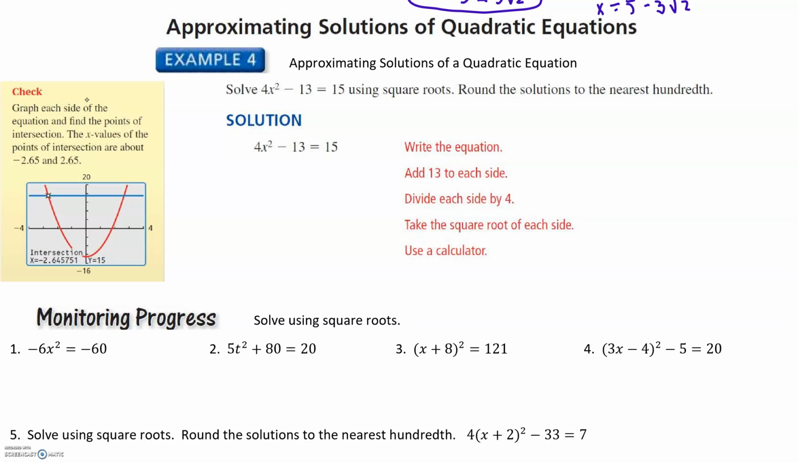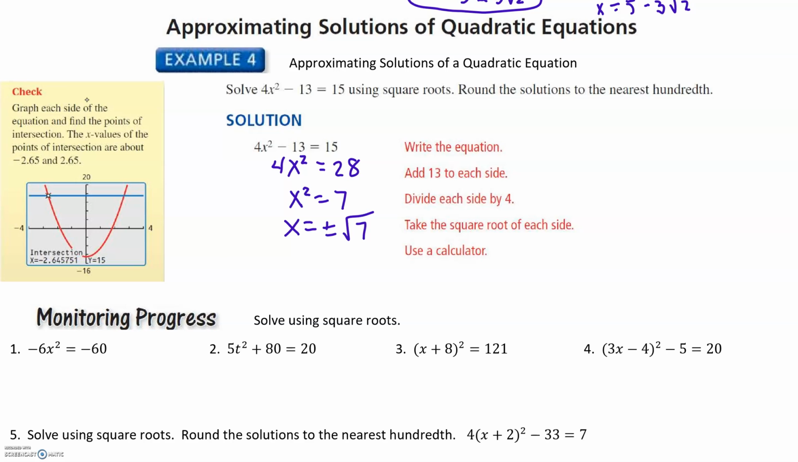So we're going to add 13 to both sides and get that x squared by itself. We're going to divide both sides by 4. 28 divided by 4 is 7, so we get the x squared by itself. And then we're going to take the square root of both sides. So we have x equals plus or minus square root of 7.